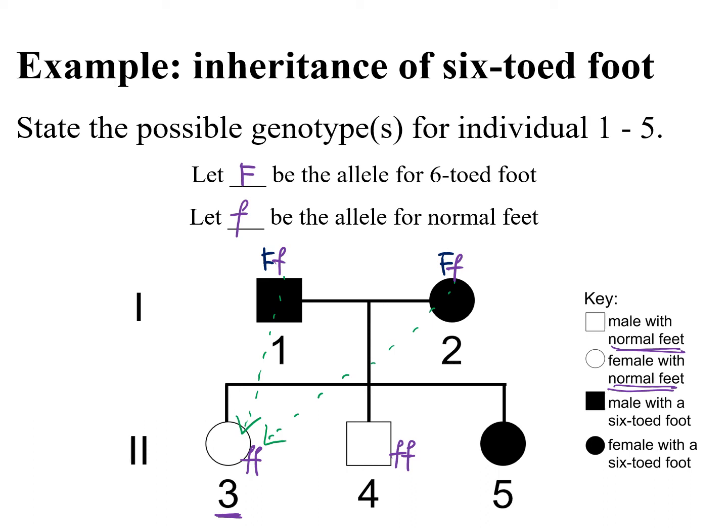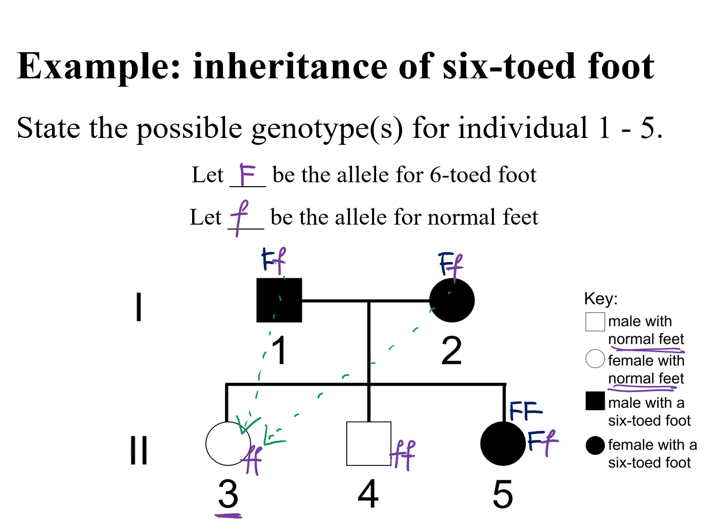Last but not least, what about individual 5? What might be the possible genotype of individual 5? It can be either capital letter F, capital letter F, being a homozygous dominant, or it can be a heterozygote.